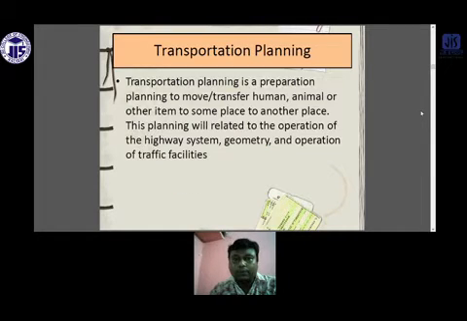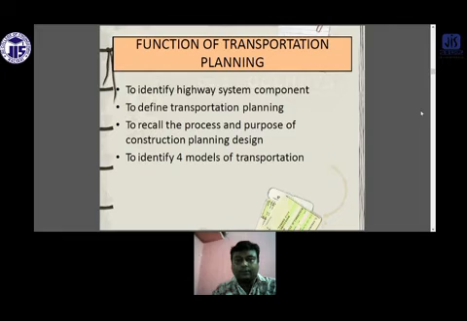So what is transportation planning? First thing we need to know is what transportation planning is. Transportation planning is the preparation to move and transfer humans, animals or other items from one place to another. This planning relates to the operation of the highway system, and the geometry and operation of traffic facilities. The functions of transportation planning are to identify the highway system components, to define transportation planning, to recall the process and purpose of the construction planning, and to identify four models of the transportation system.